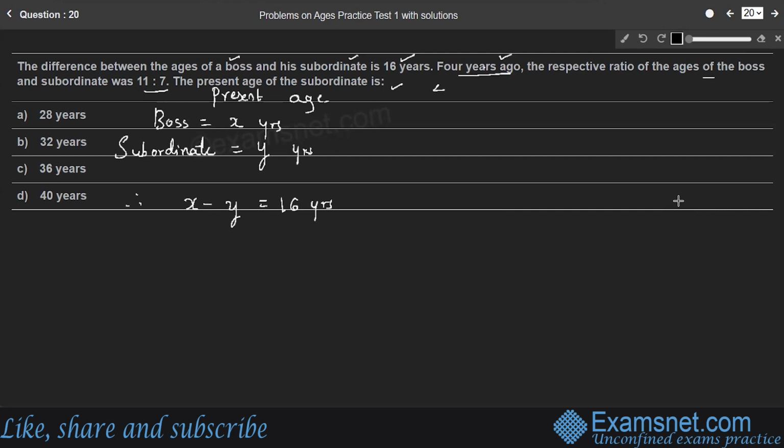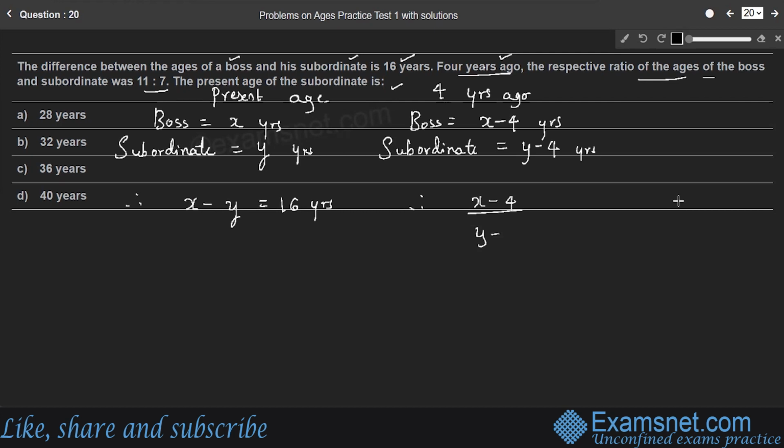4 years ago. So we'll consider their ages 4 years ago. So 4 years ago, boss was X minus 4 years old and his subordinate's age was Y minus 4 years, right? And the ratio of their ages was 11 is to 7. So X minus 4 divided by Y minus 4 is equal to 11 by 7. We need the present age of the subordinate. So we need the value of Y, right?